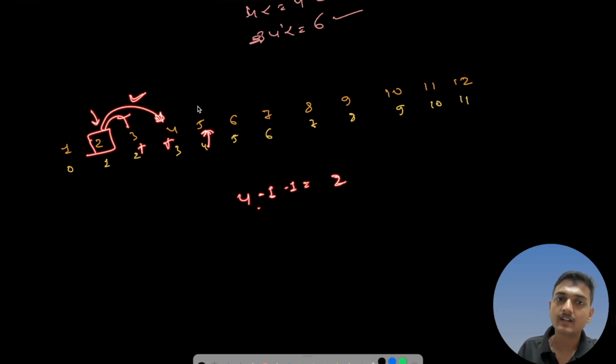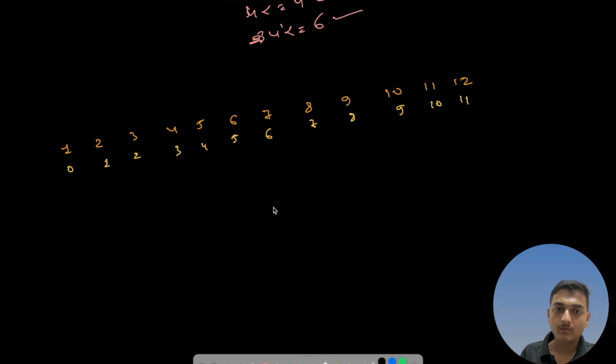So I think this formula, let me write the formula: j minus i minus 1. This can be my answer for the current window. This is basically a sliding window problem. Or, for clarity, I can write end minus start minus 1. This is window end, this is window start, and this is minus 1.